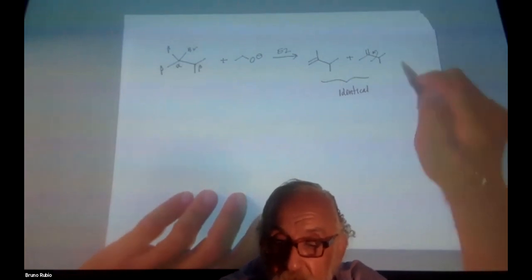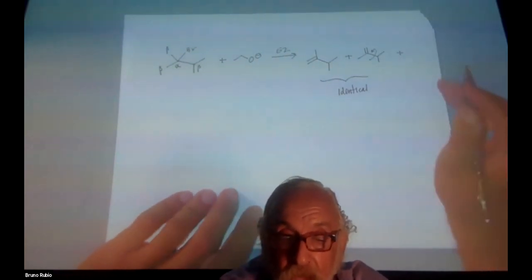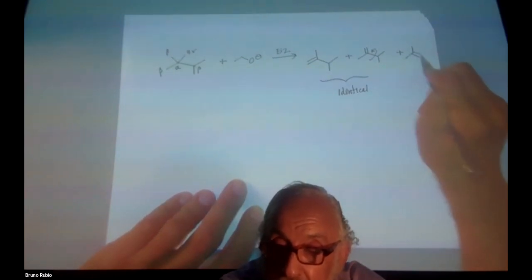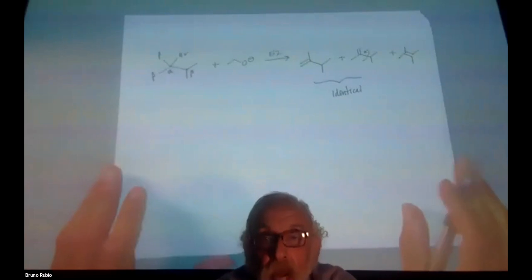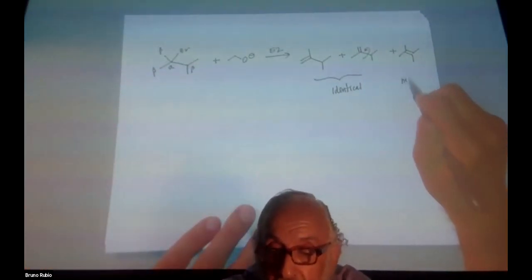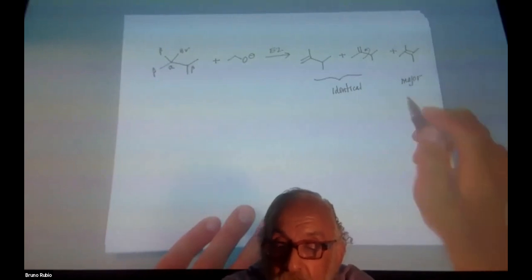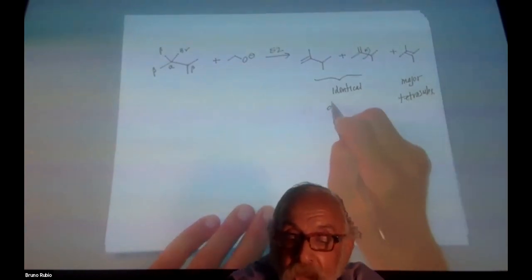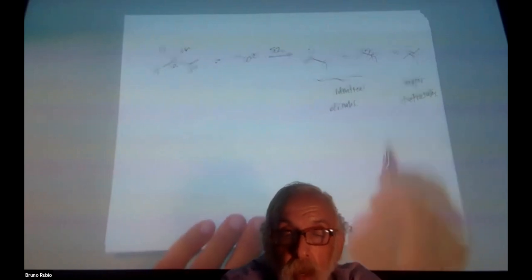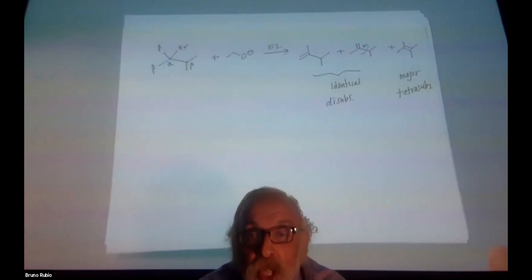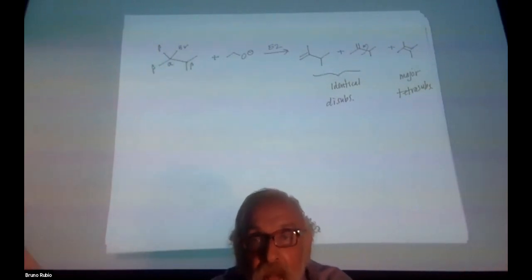Okay, and then the other product here is going to have the double bond between alpha and beta, like so. All right, that's going to be our major product, right? This is going to be the major product. Why? Because this is tetrasubstituted, whereas these other guys were disubstituted. We're going to get the most thermodynamically stable alkene, which is the more highly substituted alkene.